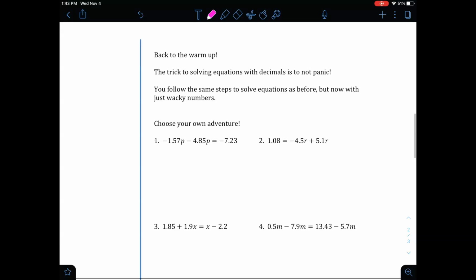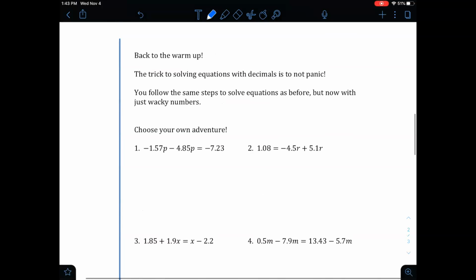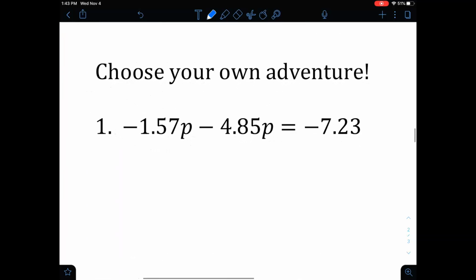All right, let's get into some other stuff here. So this is back to the warm-up. The trick to solving equations with decimals is to not panic. Like I said, you follow the same steps to solve equations as before, but now with just wacky numbers. So it's choose your own adventure. You can try a couple of different problems here, but we're going to try all of them together. So might as well just kind of get used to going through all of these.